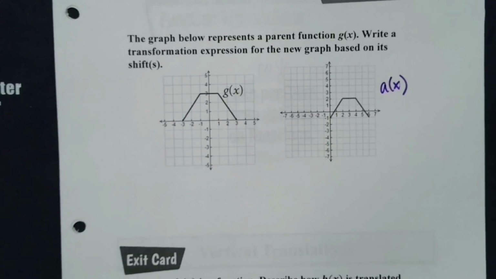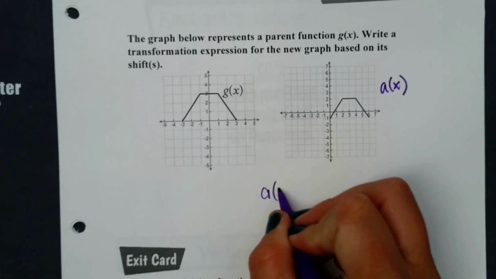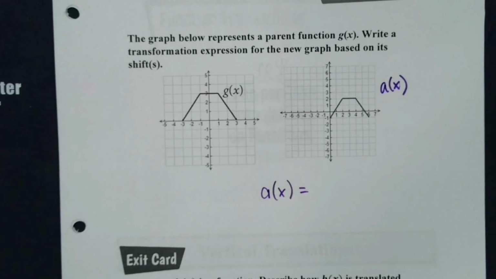Okay, so write me a new rule for a of x. What's happening? I was here for g of x, the parent function, and now here's my new a of x. What happened? It went down 1.